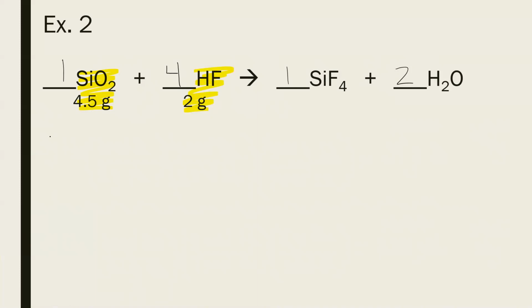Okay, so I'm given 4.5 grams of SiO2. Do my mass to mass stoichiometry. Hopefully you're good at it by now. If not, you got to practice. Molar mass of SiO2 is about 60.